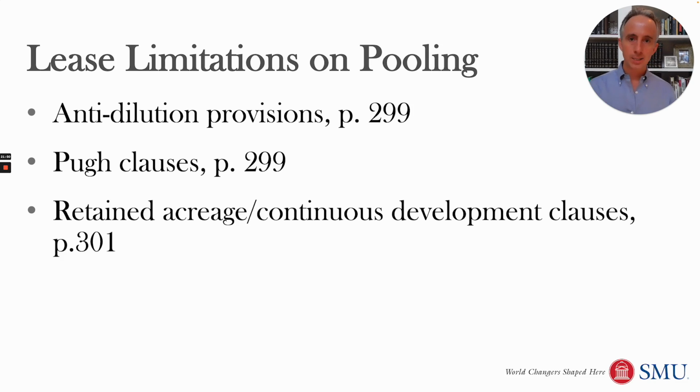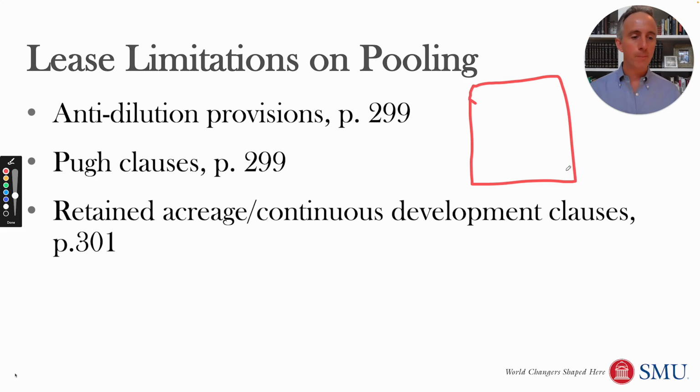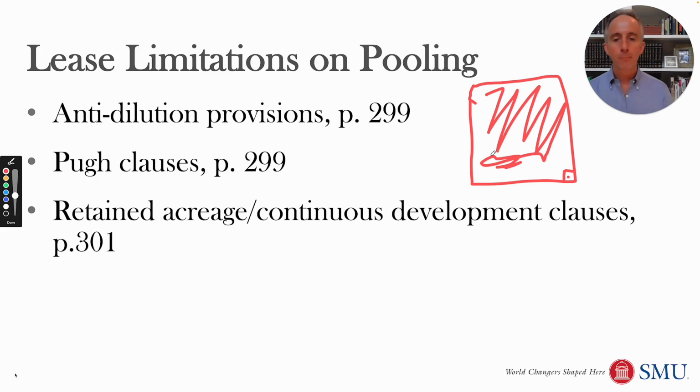Retained acreage clause is kind of a more sophisticated, elegant version of a Pugh clause because it applies not just to pooling, but also to just drilling on a small part of your land. So retained acreage clauses would be particularly important if you had a really big property. So imagine that you had a 5,000 acre lease. So you have a huge property and the oil and gas company that's developing it only drills one tiny little 40 acre unit on your property. And so this whole rest of the property has no production on it.